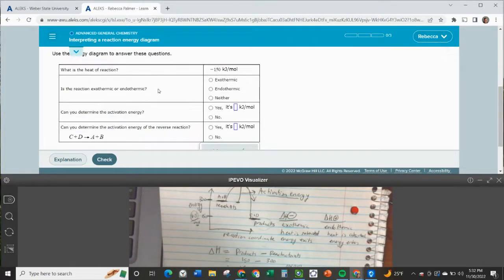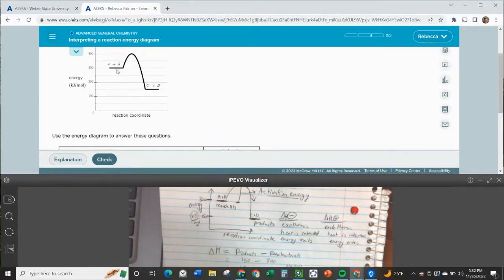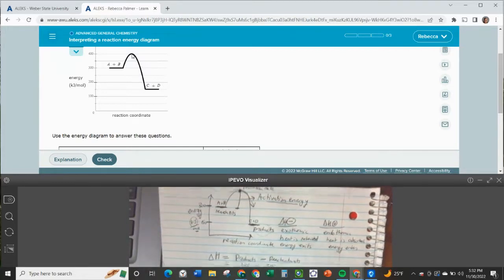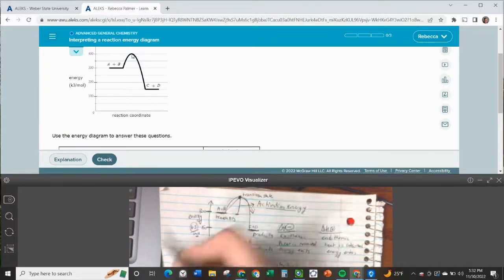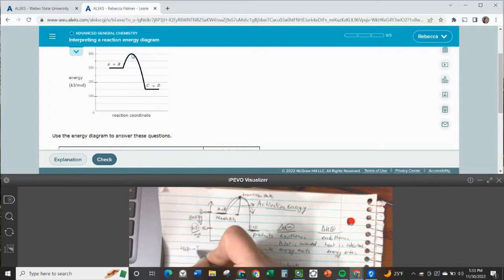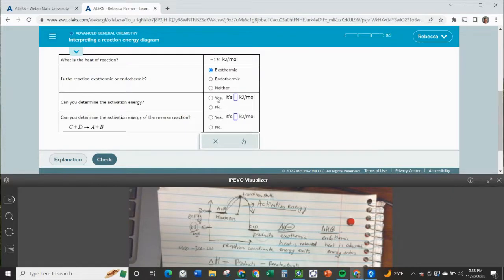All right, so let's look at the rest of the question. So this one we decided because it's negative, it's exothermic. Can we determine the activation energy? So remember, the activation energy is between the reactants and the transition state. So here we can see the transition state is at 400. So 400 to our reactants, 300. 400 minus 300 gives us 100. And this one's always going to be a positive number. Can we determine the activation energy? Yes, it is 100 kilojoules per mole.